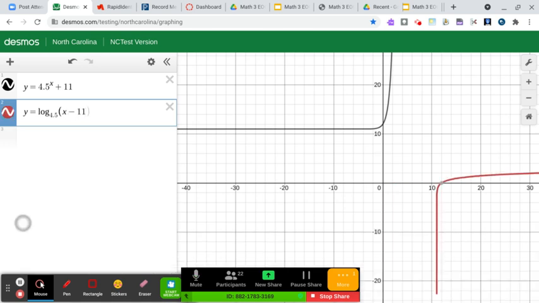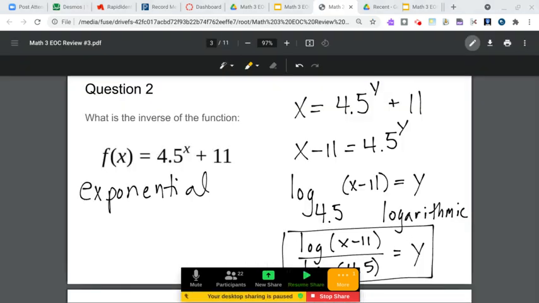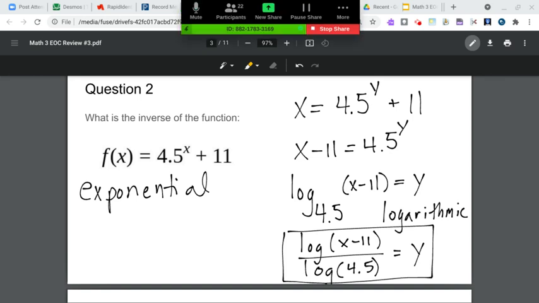Okay, look, you can see the black function and the red function. Now watch when I type in y equals x. Do you see how they reflect exactly over that line? That's indicative of inverse functions. Exponential functions are inverses with logarithmic functions. Okay? Yes, I will go back to number 1. Does anybody need more time on number 2?